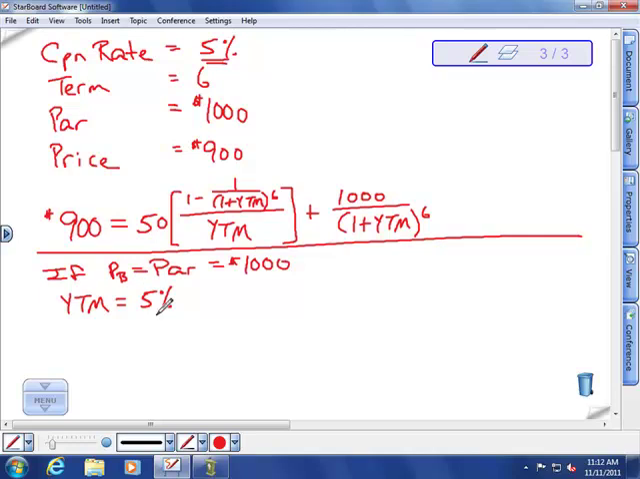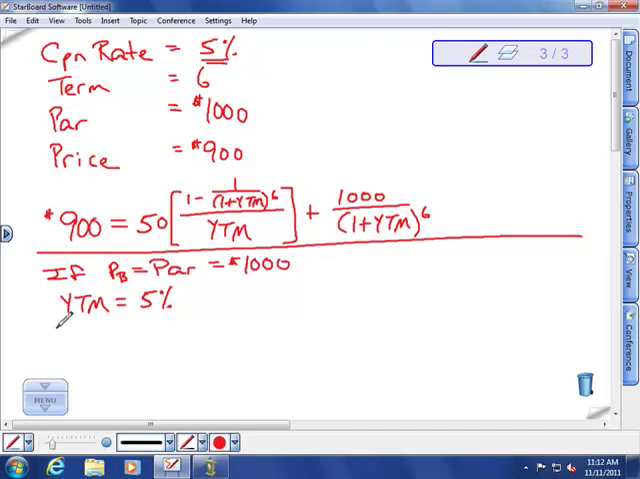Now, is the price $1,000? No, the price is not $1,000. The actual price is below $1,000. We're looking at a bond selling at a discount. Now, how in the world can a bond sell below its par value of $1,000? The rates must have gone up. The rate that we're using to discount the cash flows here has increased above 5%, so that we're getting a smaller present value.